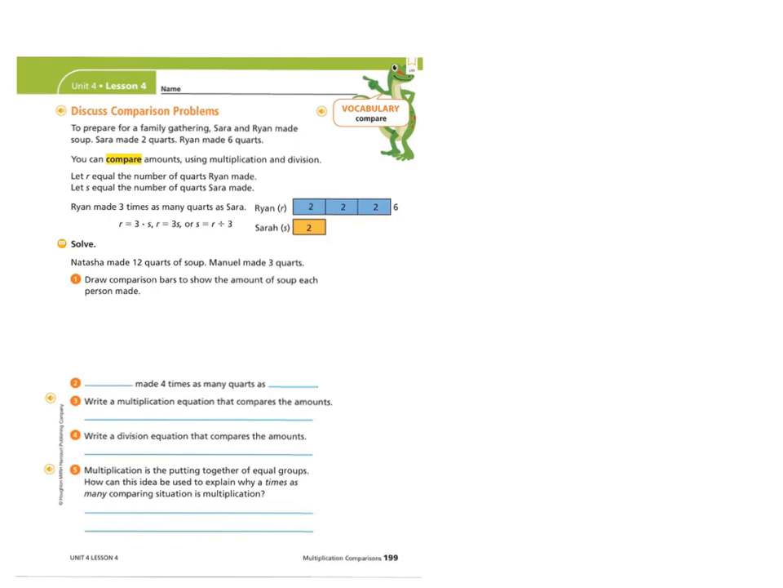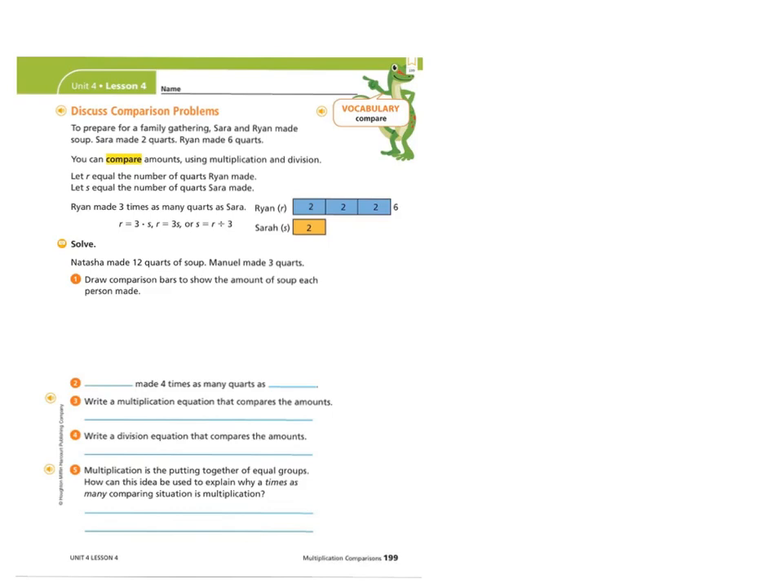R equals 3 times S, or the same without the dot representing the multiplication symbol. R equals 3S, or a division problem would be S equals R divided by 3. As you can see, we always use the lesser amount repeating on the top. So 2 is representing 6 repeated. Let's do number 1 together. Draw comparison bars to show the amount of soup each person made.